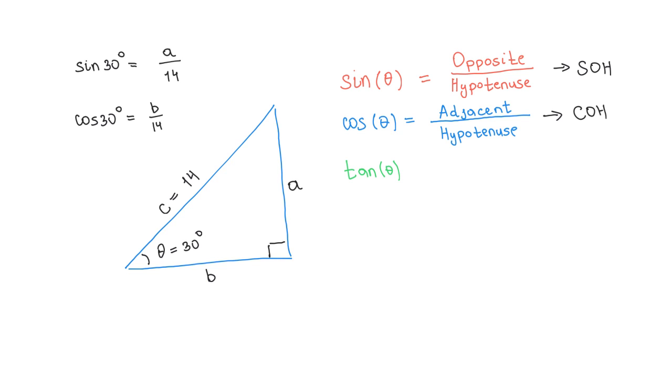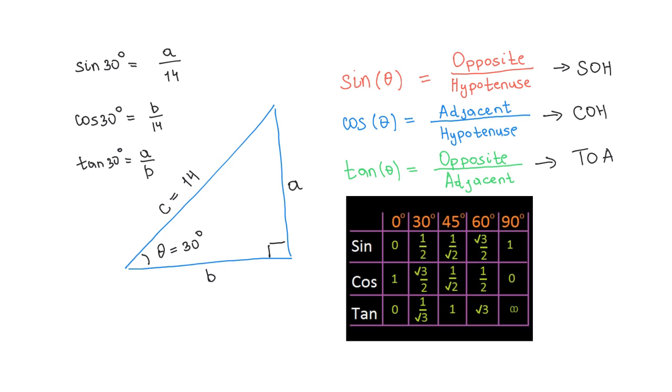And finally, the tangent of an angle is equal to the opposite leg divided by the adjacent leg. And this stands for TOA. So, in our case, we have tangent of 30 degrees equal to A over B. We can find the values of trig functions from this table. Here they are. Sine of 30 degrees is equal to 1/2. Cosine of 30 degrees is equal to the square root of 3 over 2. And the tangent of 30 degrees is equal to the square root of 3 over 3.